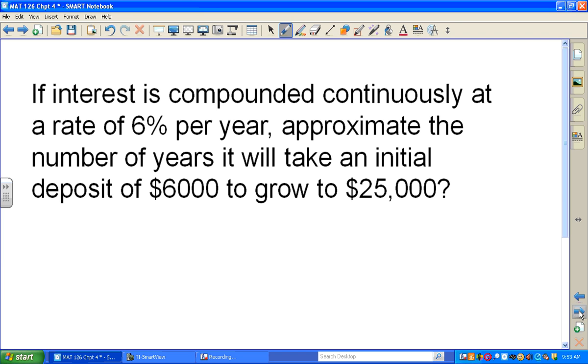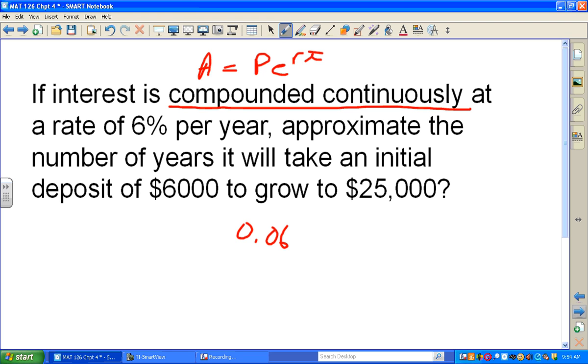Compounded continuously means what? Very good. A equals P e to the RT at a rate 0.06. Very good. We'll take the number of years, T, to take an initial deposit. Which one's this? The 6,000. Very good. 6,000. E to go to 25,000. Kind of like the same as the last one.